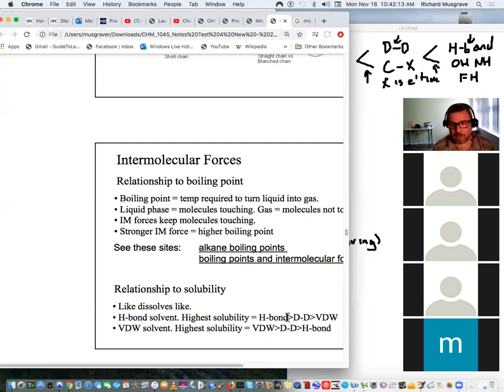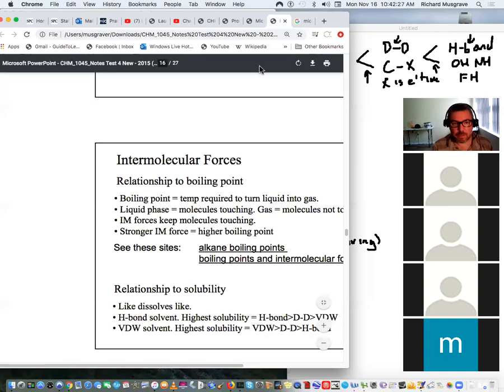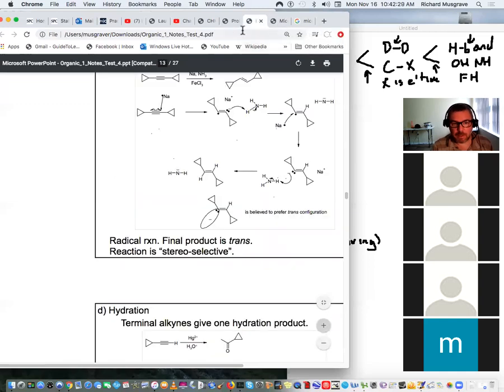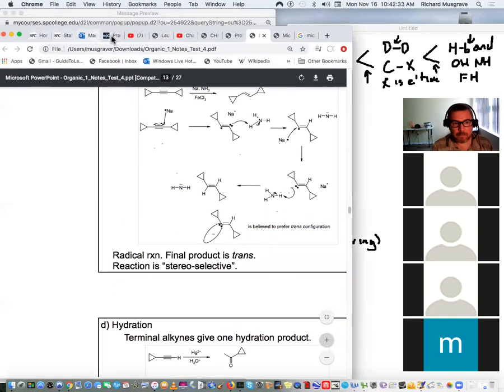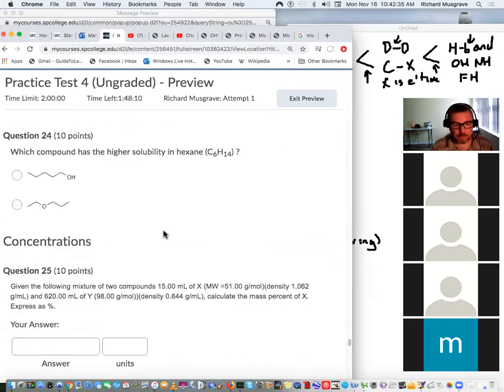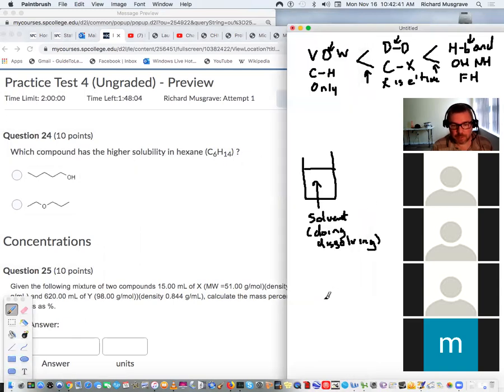However, if anybody's ever used a two-stroke engine, you know you have to use a mixture of oil and gasoline. Those two things are soluble in each other because they're both Van der Waals. So we know how that goes. So let's see how we apply that. Down here it says, which compound has the highest solubility in C6H14?